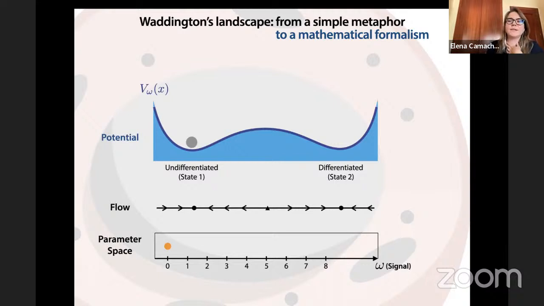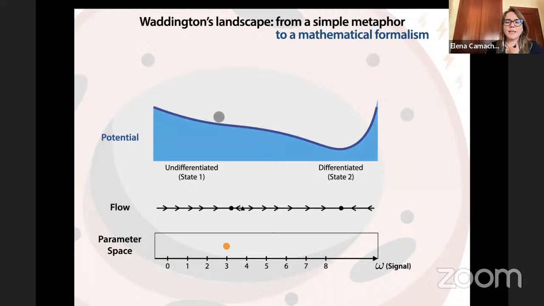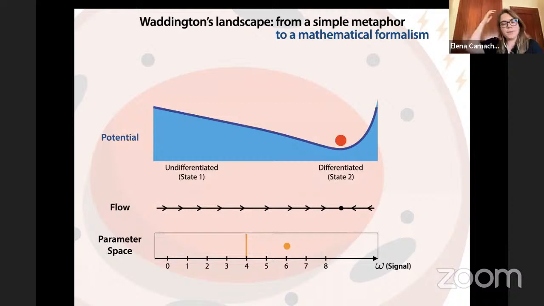So as the cell is receiving signals, this parameter is going to change, changing the landscape until it reaches a critical point in which the undifferentiated state disappears, opening a new path for the trajectory to move towards the differentiated state, and therefore the cell will become differentiated. And so this critical state at which the undifferentiated state disappears is an important point where the bifurcation of the state happens. And so the key features of this model are the number of attractors and how the bifurcations are controlled by the parameters.